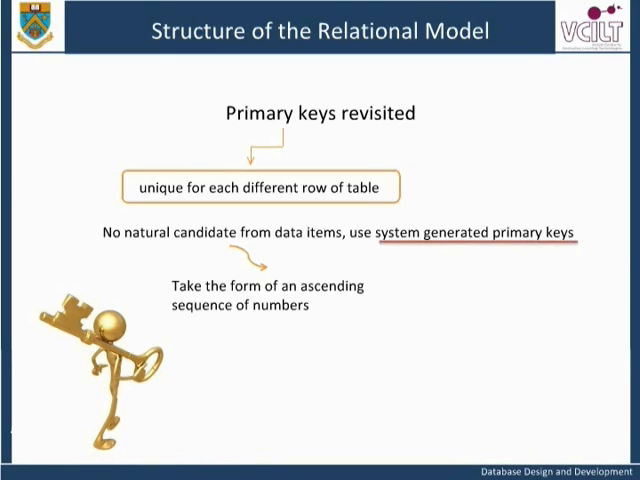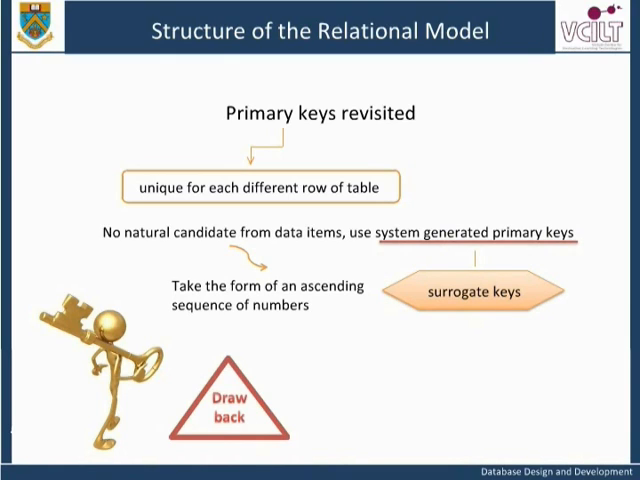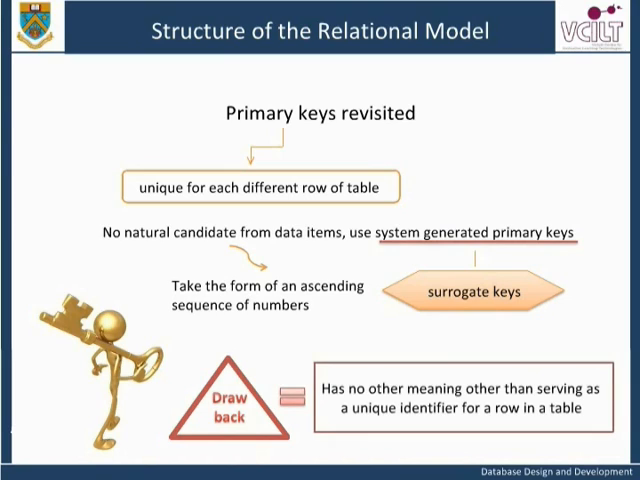System-generated primary keys, such as this, are known as surrogate keys. A drawback to the use of surrogate keys is that the unique number generated by the system has no other meaning within the application other than serving as a unique identifier for a row in a table. Whenever the option exists, therefore, it is better to choose a primary key from the available data items in the rows of a table, rather than opting for an automatically generated surrogate key.